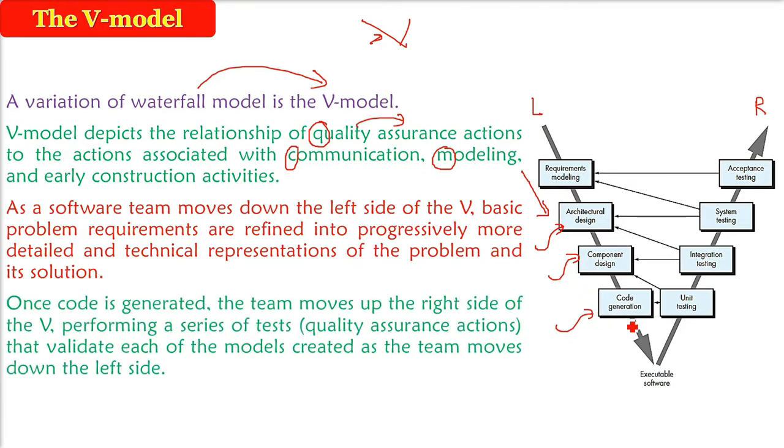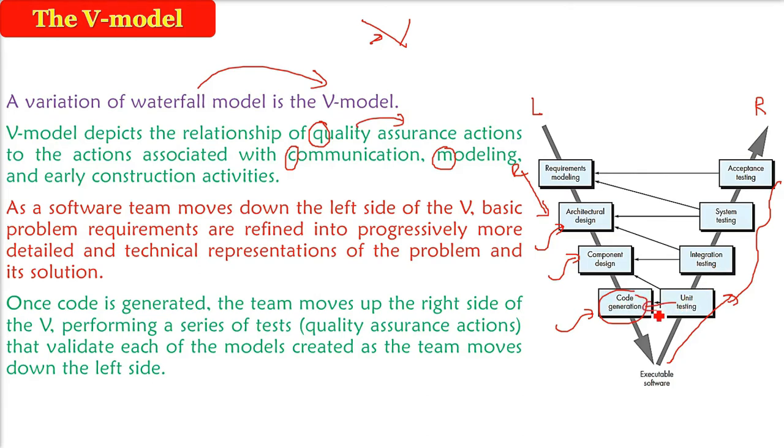Once the code is being generated, now we go up on the right hand side of the V. Okay, code generation is okay. Now the software team will move up on the other part of the V, the right side of the V. And here we are going to perform a series of tests, and this testing is basically quality assurance. For example, we can have unit testing, integration testing, system testing, and acceptance testing.